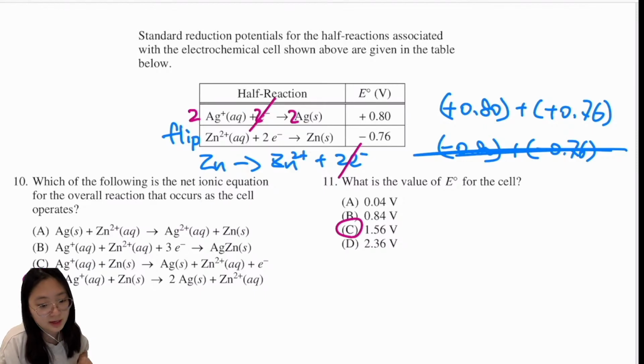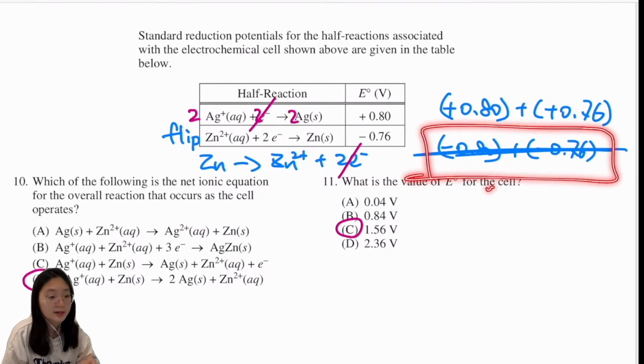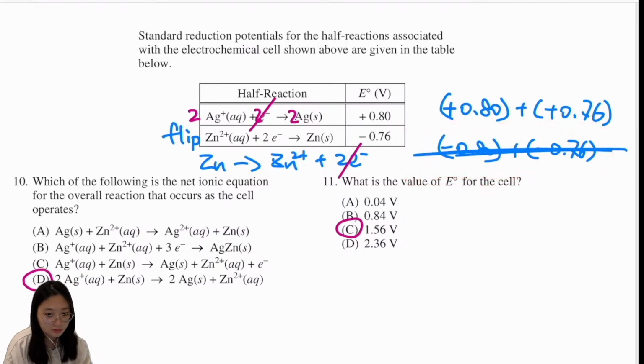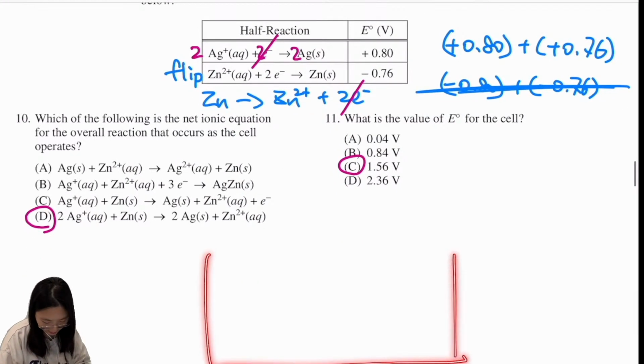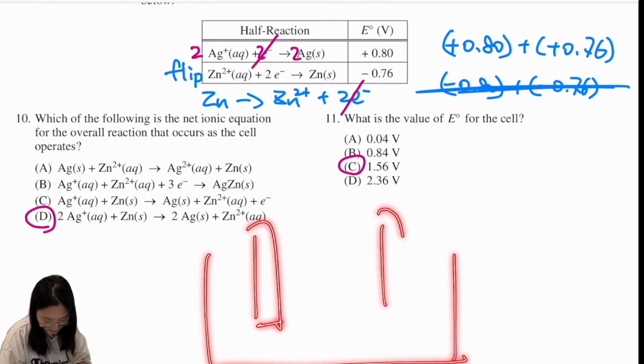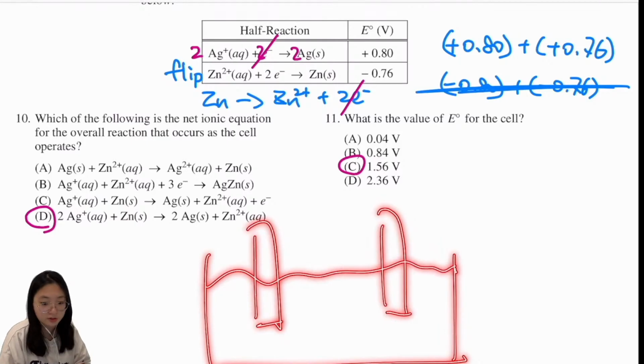So if both of the half reactions have a positive cell potential, do you flip the reaction with a smaller one? Yes, exactly. What about for an electrolytic cell? If it's an electrolytic cell, then you're going to pick this one, which gives me a negative cell potential. Because for the electrolytic cell, the cathode and anode are immersed in one single container.